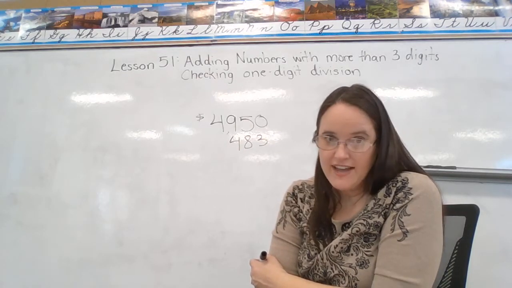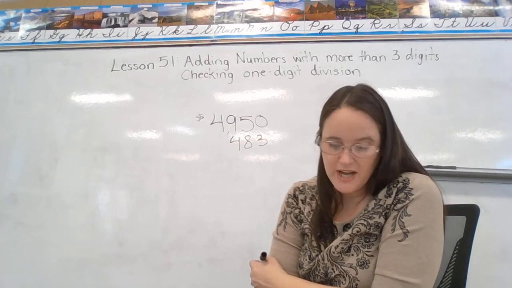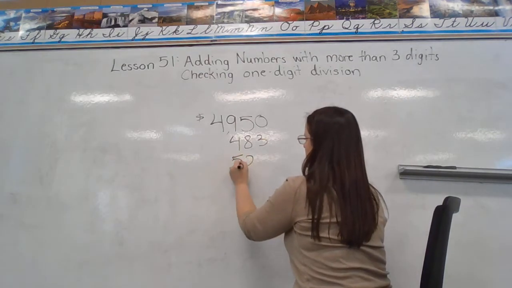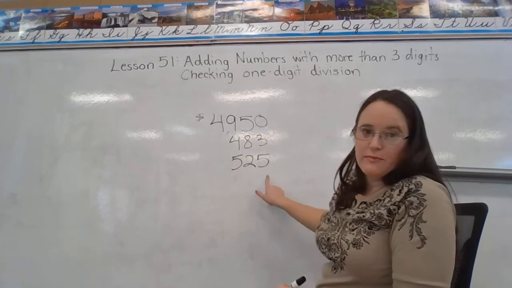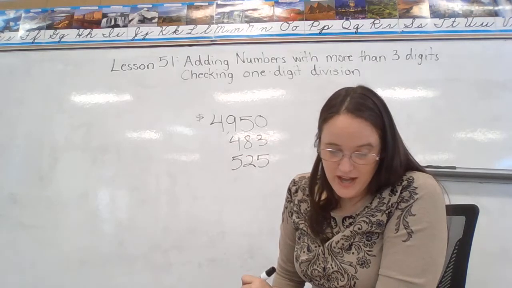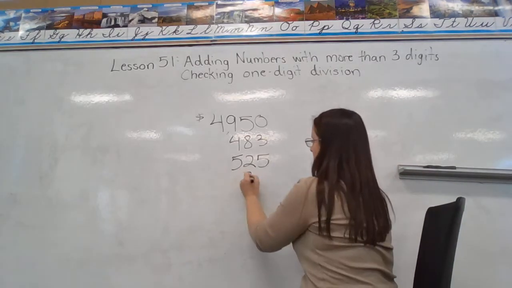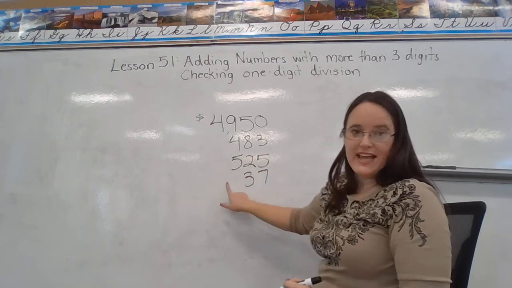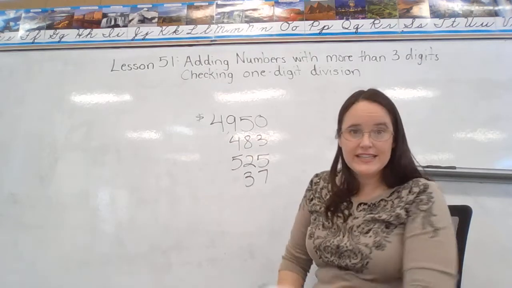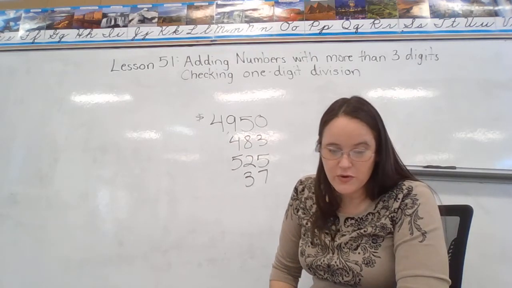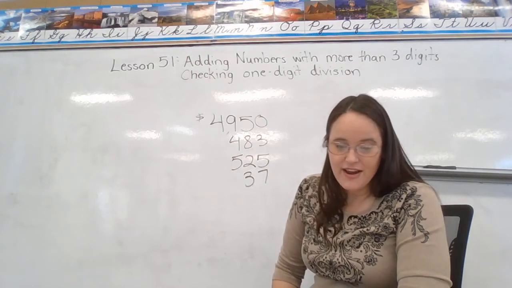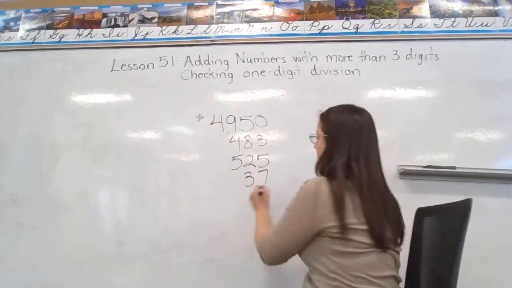Then Dale paid $525 to have a toolbox installed in the bed of his truck. Again, I lined up ones, tens, and hundreds. The tax on the toolbox was $37. This number doesn't have any hundreds, so I lined up my ones and my tens. All right, finally, Dale is done spending money on his truck. The question says, altogether, that's an addition word, altogether, how much did Dale spend?